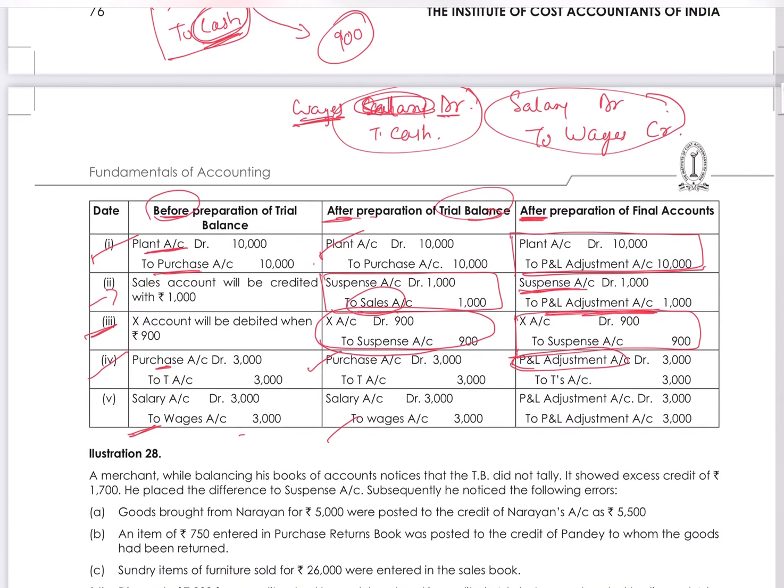Okay, but after preparation of financial statements, again we'll replace all the expense and income ledgers, meaning nominal accounts, with P&L adjustment. Salary is also a nominal account, wages is also a nominal account, because both are expense ledgers. So both should be replaced with P&L adjustment. Okay.